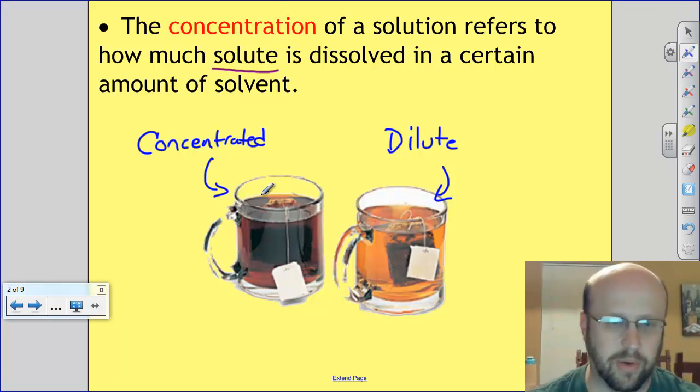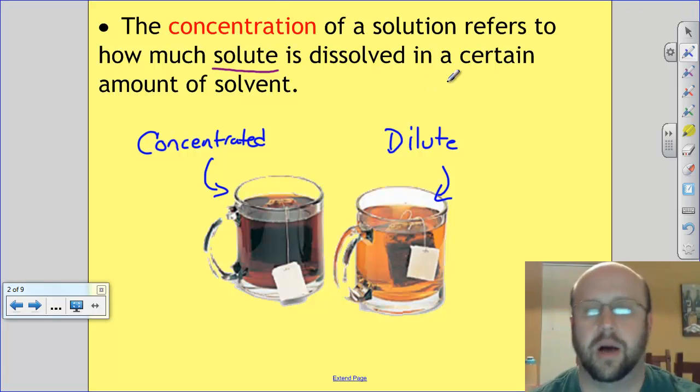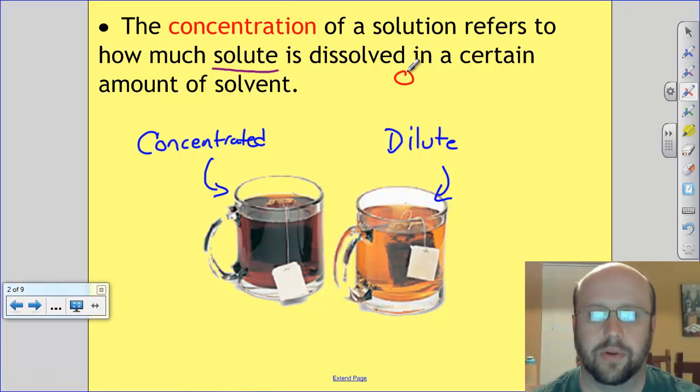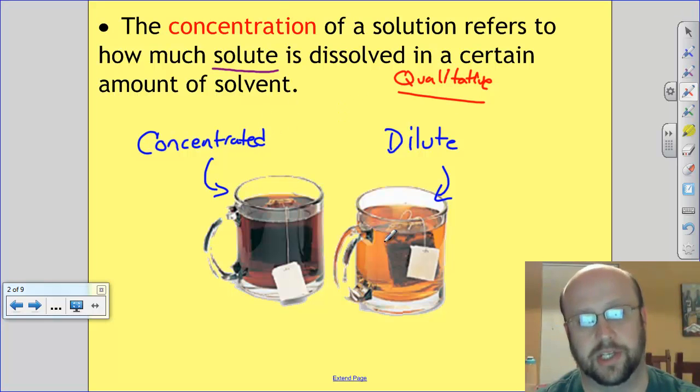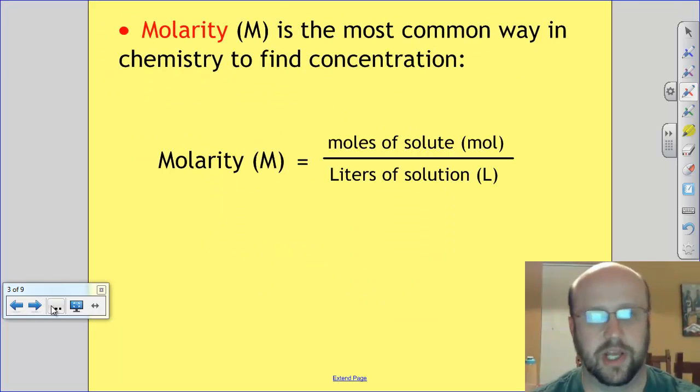It's not the only way that we're going to talk about it. In fact, if you remember back to earlier in the year, this is what we would call a qualitative way of describing it. And of course, as scientists, we prefer a lot of times to not do qualitative, because I could say this has a lot, this doesn't. What we generally prefer is to have some numbers.